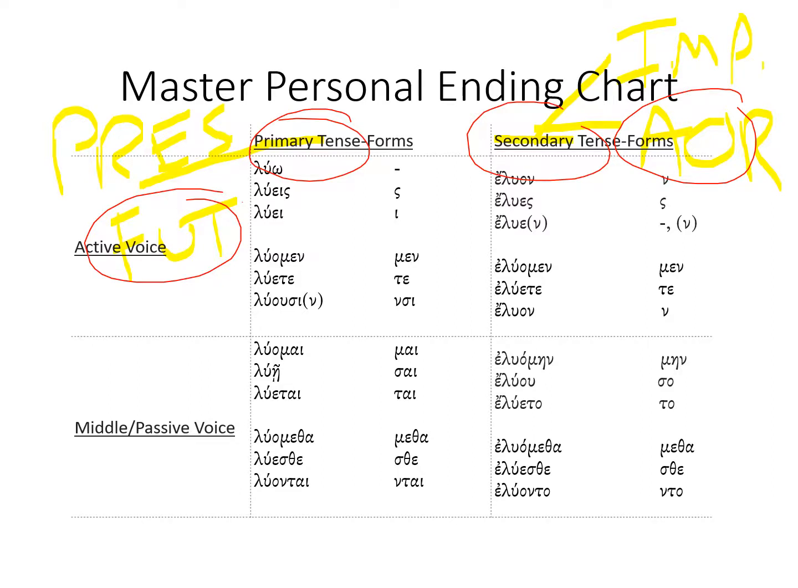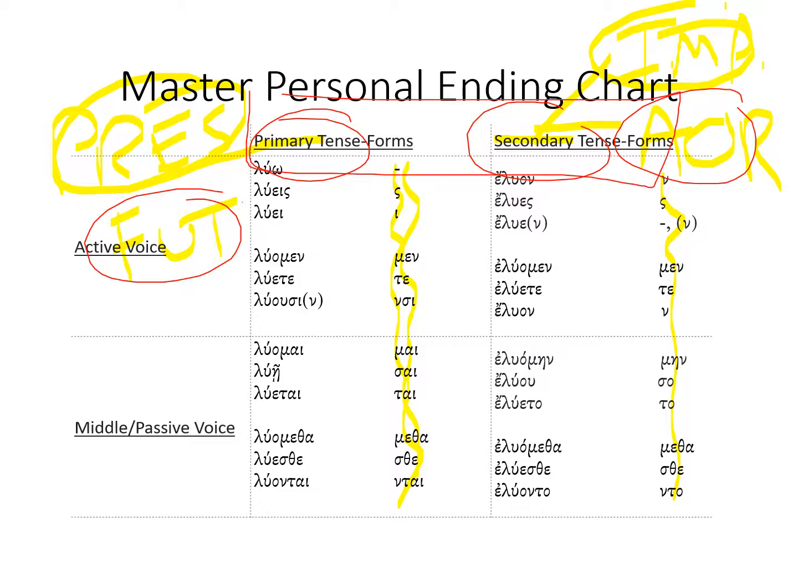We began here with the present, and we were thinking just about primary endings. Then we went on to the future, and we were still thinking about primary endings. Then we thought about the imperfect and the secondary endings. And now we have come to the point where we're interacting with both sets of endings in this same chapter, here in chapter 24.